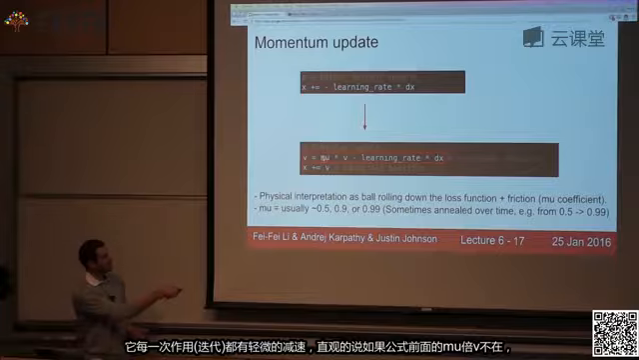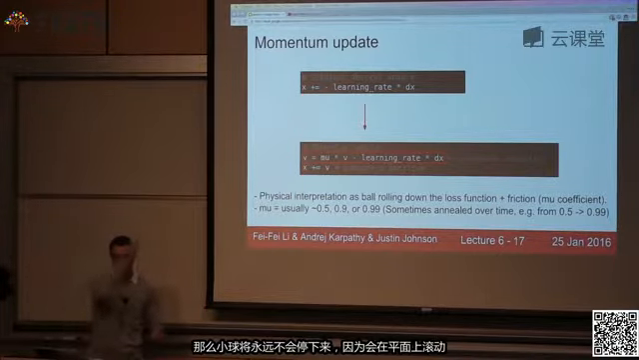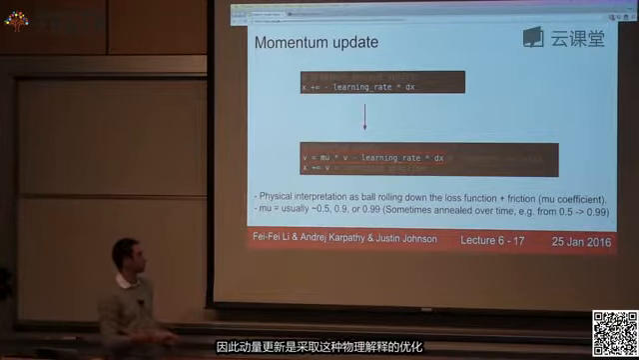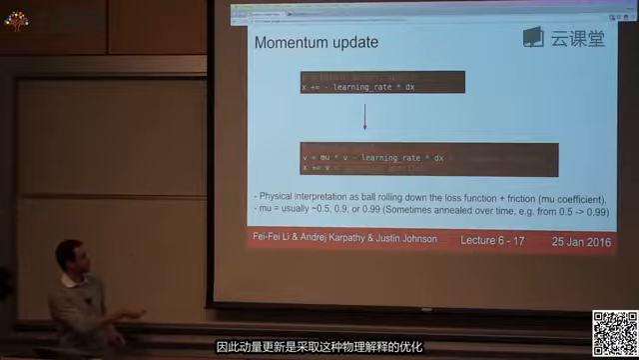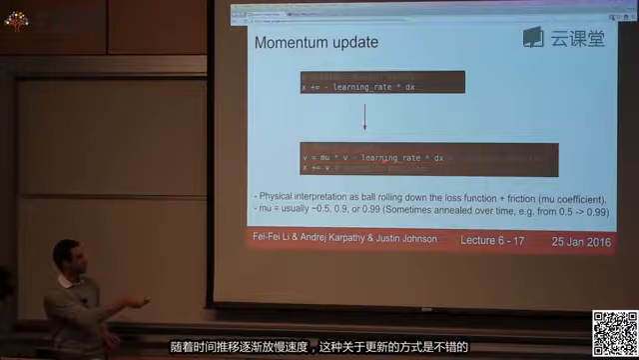And intuitively, if this mu times v was not there, then this ball would never come to a rest because it would just jiggle around the loss surface forever, and there would be no loss of energy where it would settle at the end of a loss function. And so that's the momentum update. It's taking this physical interpretation of optimization where we have a ball rolling around and it's slowing down over time.